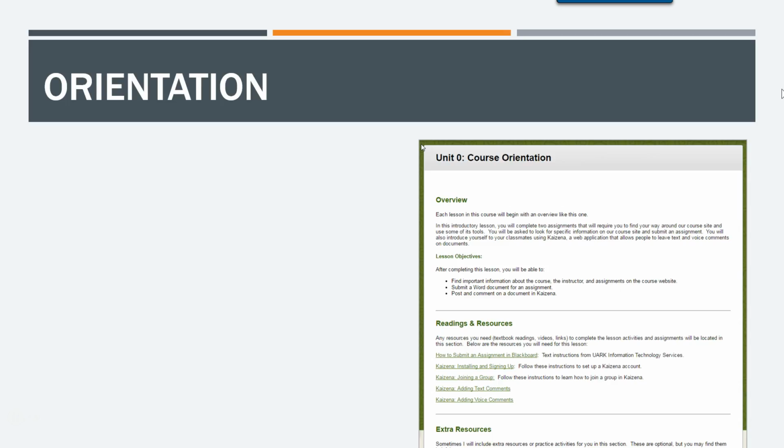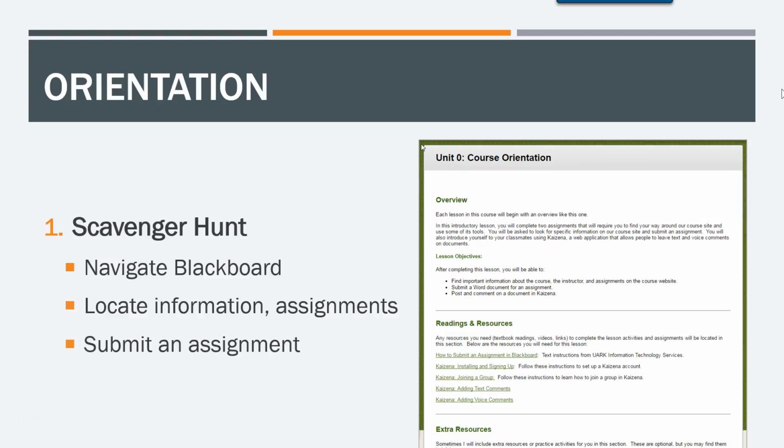The course would start off with an orientation unit that would have two activities. The first is a scavenger hunt that forces students to look around the course and find specific information. This will help make them familiar with the course layout, where to find important information, where to find their assignments, and so forth. It will also teach them how to submit a document for a Blackboard assignment.